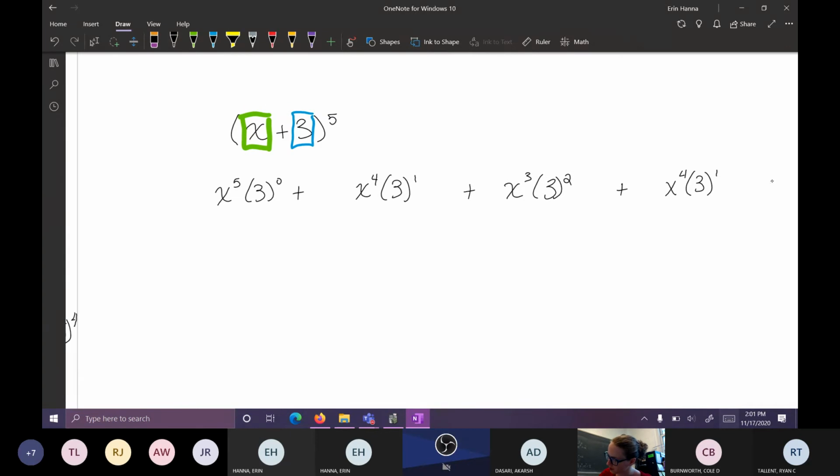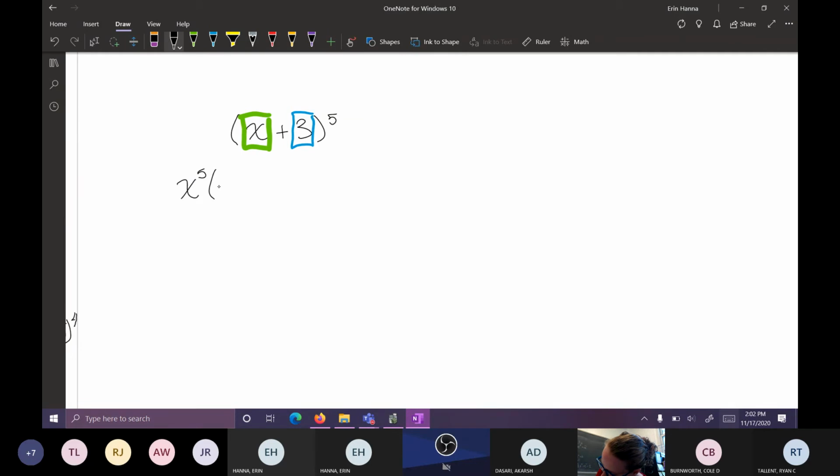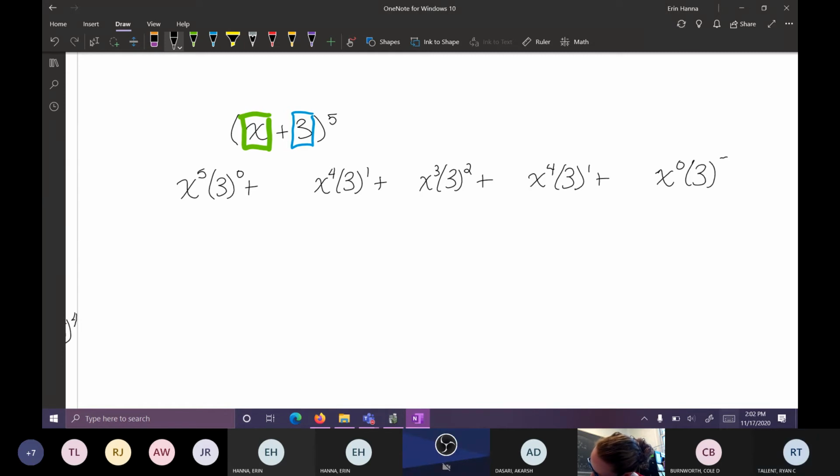I'm adding way too much space here. Anyway, and then 3 to the 5th. Hold on 1 second. Let me clean that up a little bit more. Let me rewrite that. So we always pair them up so that their powers add to 5. Let me rewrite those really quick. Just so you know, if I drop off, it's because my computer is not charging for some reason. Oh no! And then x to the 0, 3 to the 5th.